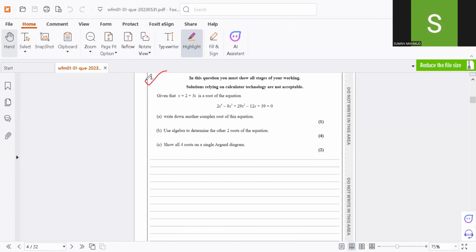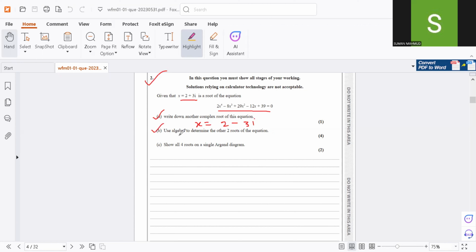Question number 2. At first, read the question carefully. In this question, you must show all stages of your working. Solutions relying on calculator technology are not acceptable. Given that x equals 2 plus 3i is a root of the equation, part a: write down another complex root of this equation. So we know complex roots occur as conjugates. So this answer will be x equals 2 minus 3i.